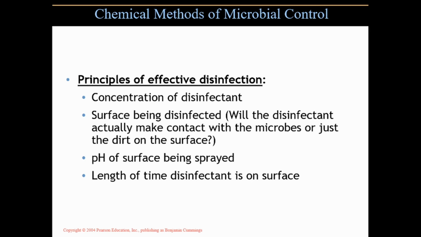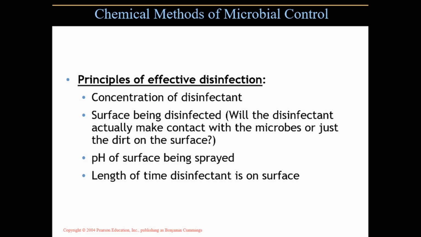Consider the surface that's being disinfected as well. Will the disinfectant make contact with the microbes or just the dirt on the surface? So clean up any debris first and then spray on the disinfectant. The pH can affect the disinfectant as well. The pH of the surface being sprayed can neutralize these chemical compounds, because we're dealing with chemicals here. So pH is a chemical factor that can alter the disinfectant's ability to disinfect because of the chemical interactions. The length of time it's on the surface is obviously a factor as well.